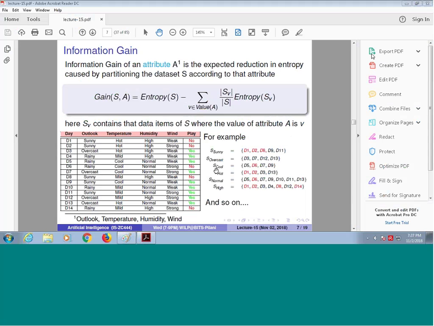Until this point we have talked about what entropy is, and given a database, how you can find out the entropy. In this particular slide we are focusing on how to find out the information gain, and this is the formula. We have discussed something, but the complete discussion will follow in the second session.